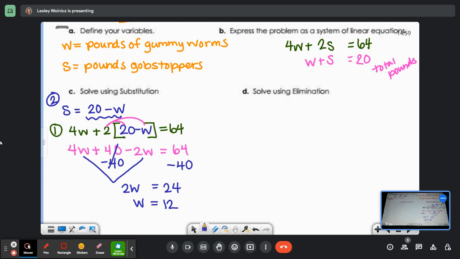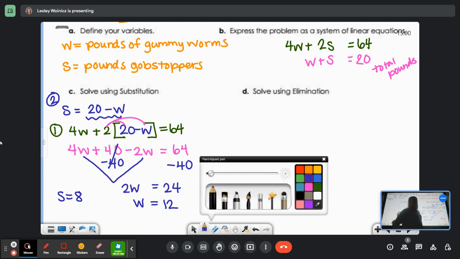Okay, so if 12 of those 20 are gummy worms, how many pounds are left to be gobstoppers? Good. So our S has to be 8. We will write a sentence after we are done with the elimination one. Any questions about substitution? Easy peasy, lemon squeezy? Okay. All right, here we go.